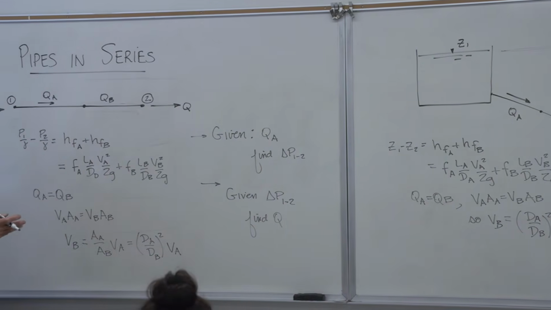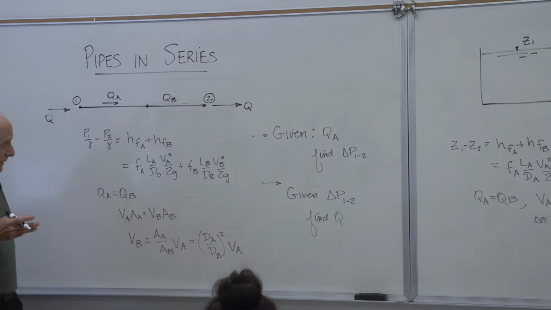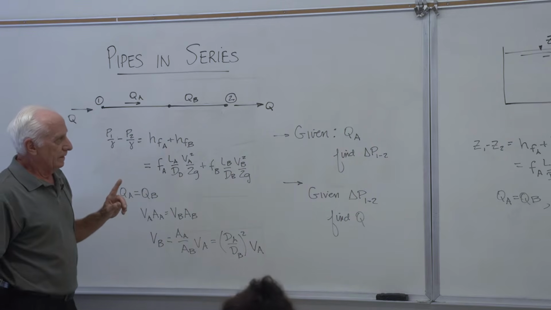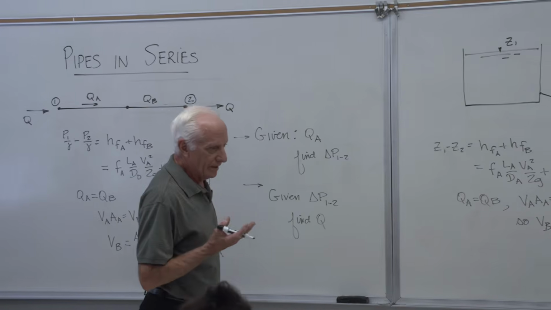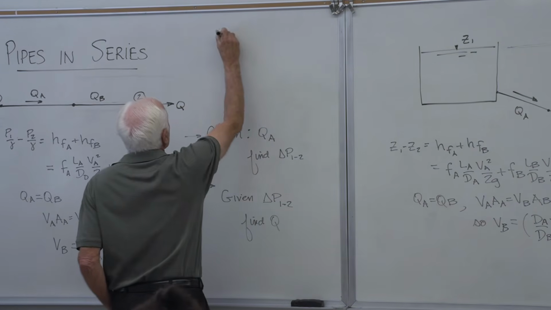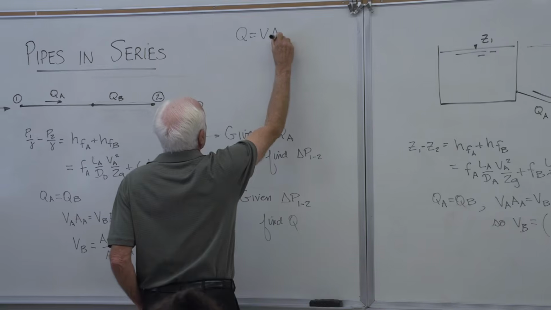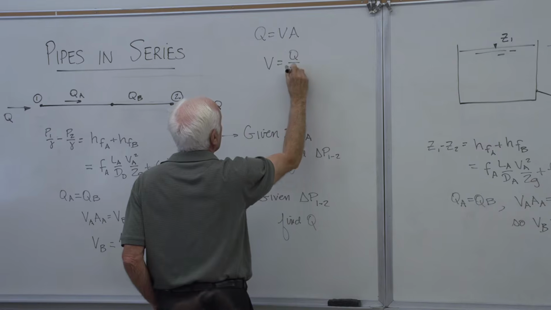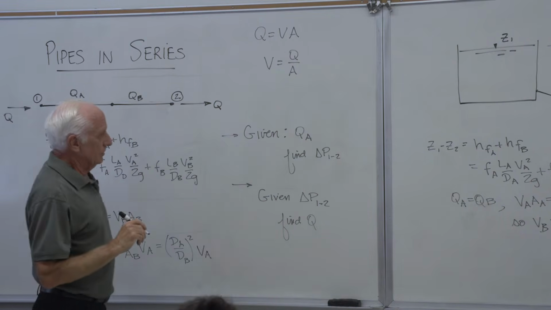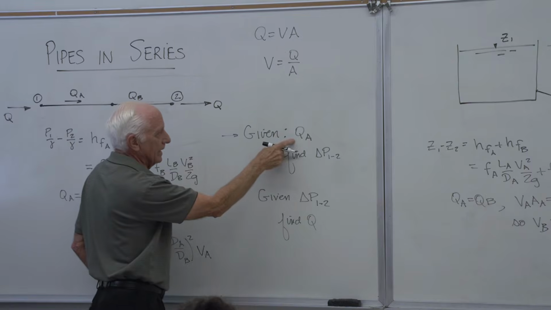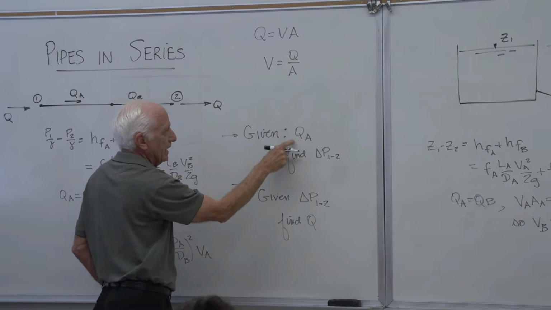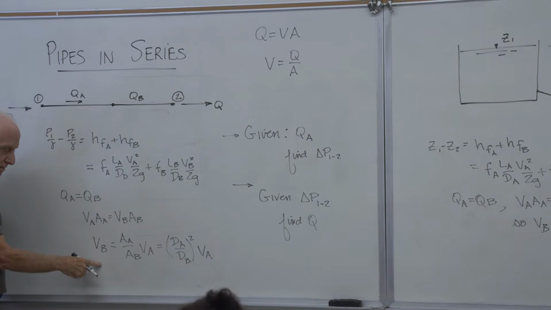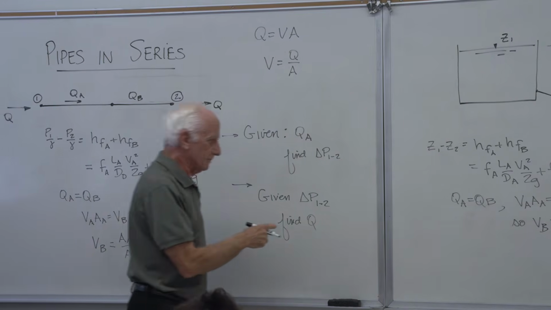Okay, so how would we do that? Let's take this simple case, given QA. So I know QA. If I know QA, I can find the velocity, okay? Q equals V times A. So if I know Q, V equals Q over A. So if I'm given QA, I can find the velocity in pipe A. And I can also find the velocity in pipe B from here. So now I know both velocities.